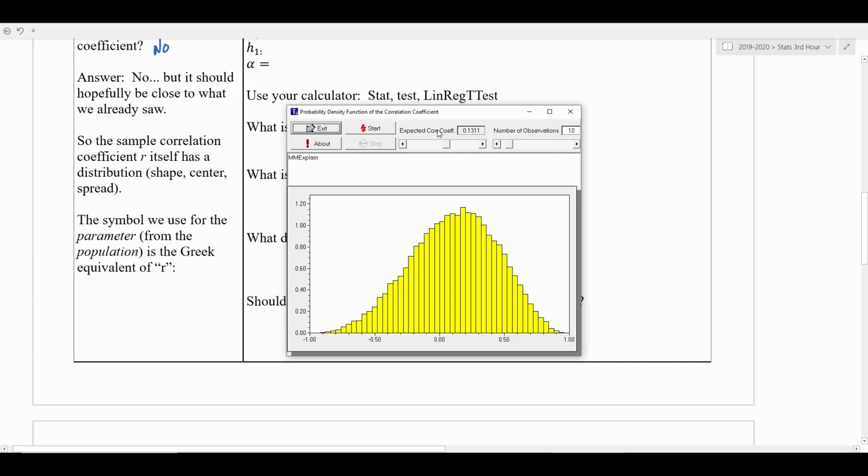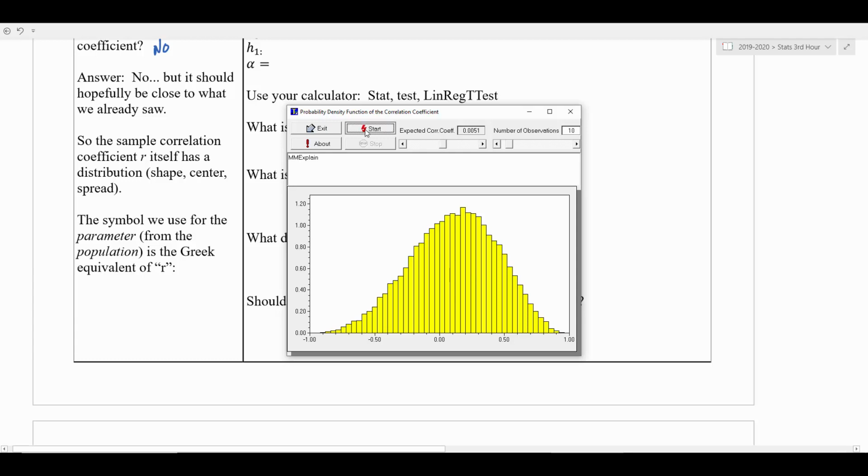I have a population correlation coefficient of about 0.13, and I'm going to try and change this to be as close to 0 as possible, so we're pulling from a population that has two variables that are not correlated at all. Okay, so there we go. That's pretty close to 0. And I'm going to make 10 observations at a time. So I'm just going to repeatedly take 10 samples of data for X and Y, calculate a correlation coefficient, and then distribute them down here. All right, and we're going to see what that distribution looks like.